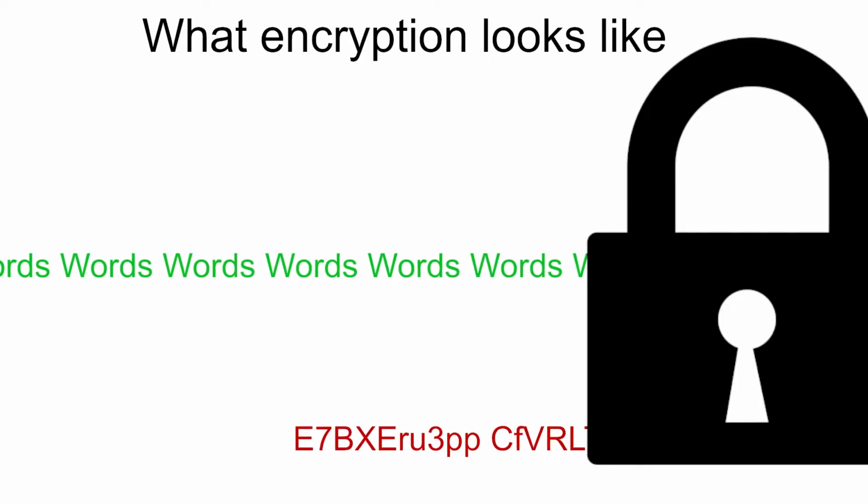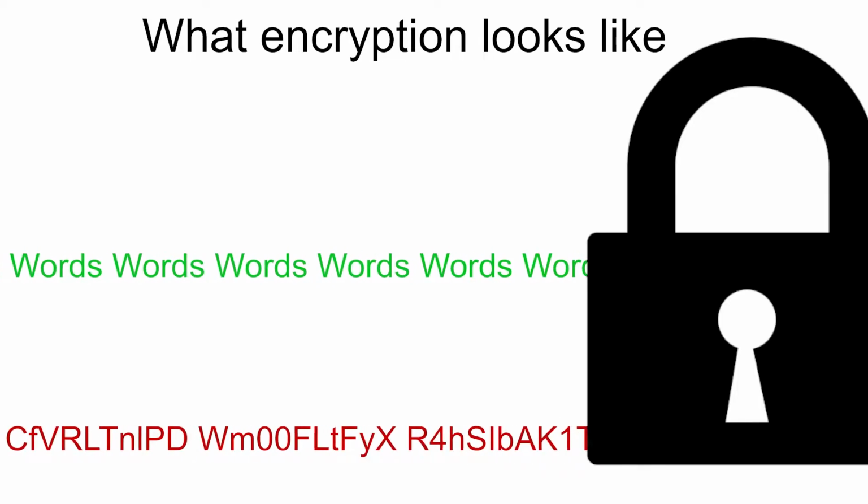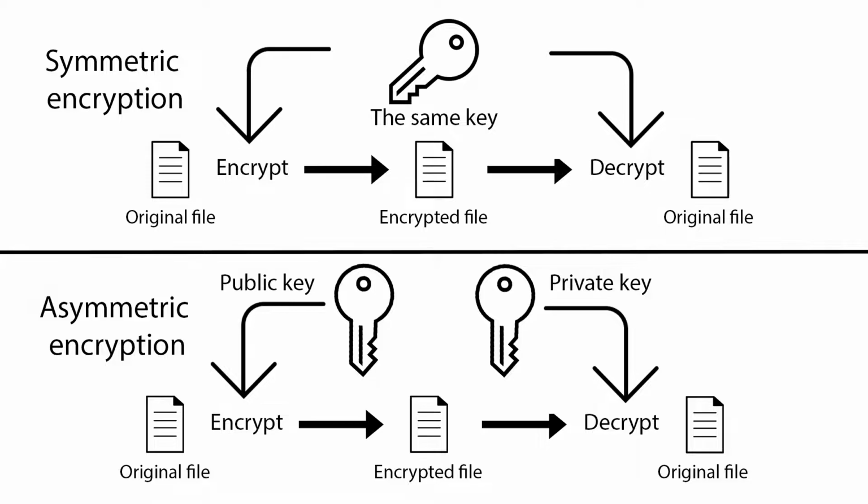Encryption is the process of scrambling a message's content so that only certain people can read it. There are two types of encryption: symmetric and asymmetric encryption. To understand why asymmetric encryption was created, let's first look at symmetric encryption.